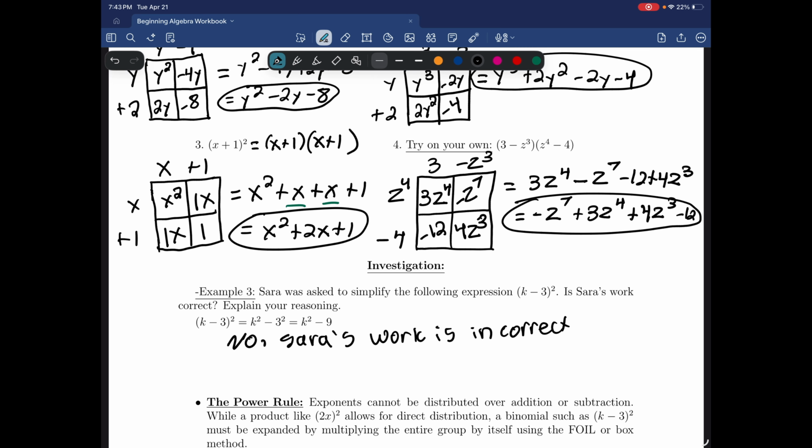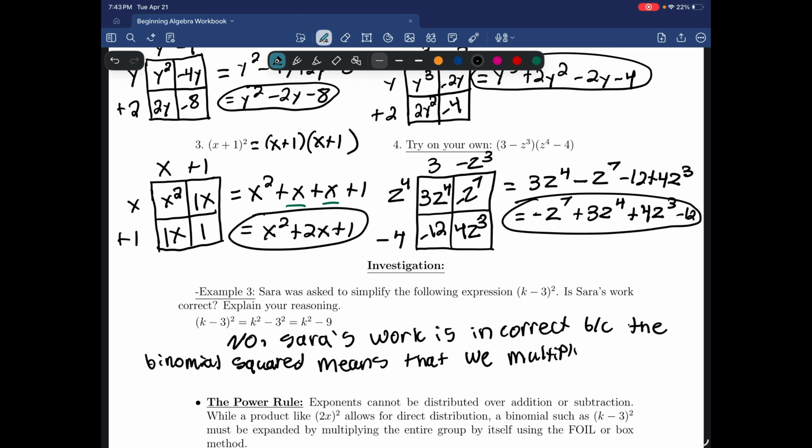But Sarah's work is incorrect because a binomial squared means that we multiply the binomial by itself twice, not square each term individually.